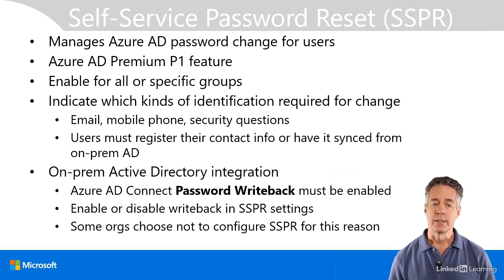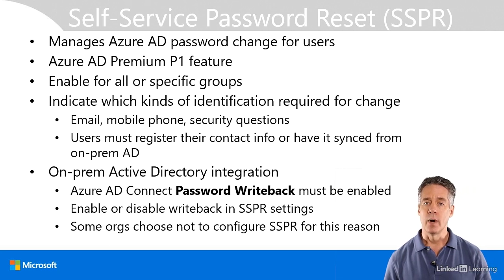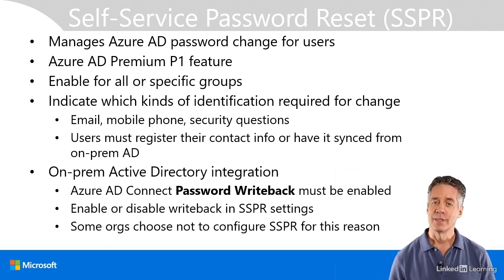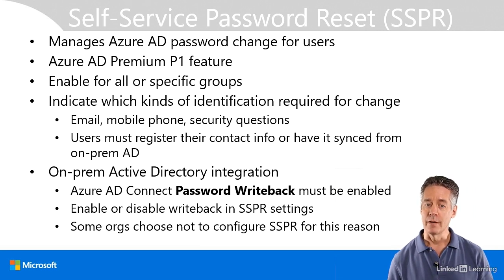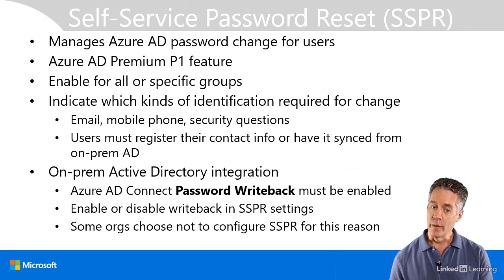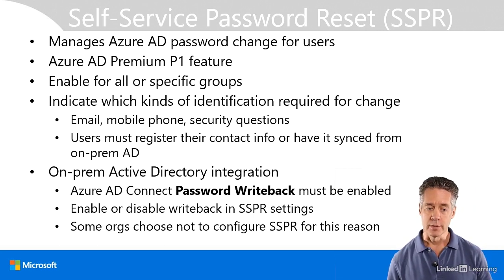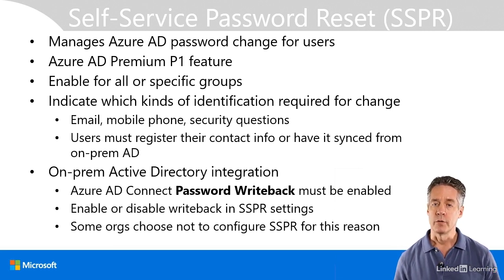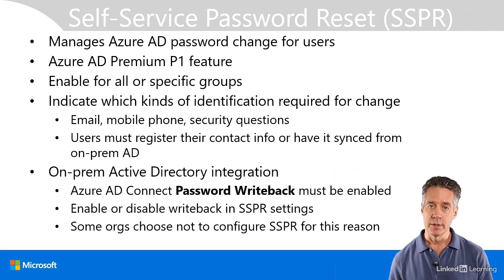Normally, Azure AD Connect does not write into your on-prem Active Directory, but think through this. If a user changes a password out in the cloud, we do want that password written back into the on-prem Active Directory, so that the user's password is the same in both places. Once that is turned on for Azure AD Connect, you can enable or disable it through SSPR settings in the Azure portal.